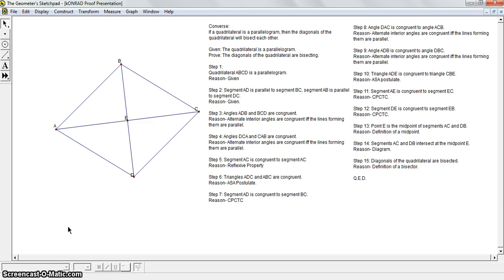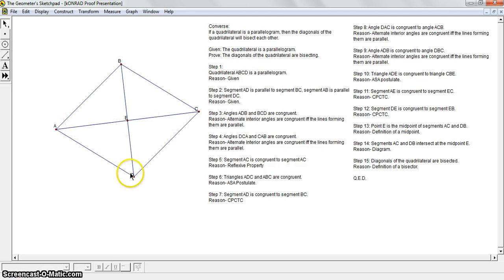My conjecture is if a quadrilateral is a parallelogram, then the diagonals of the quadrilateral will bisect each other. So what we're given is that the quadrilateral is a parallelogram, and we need to prove that the diagonals of the quadrilateral are bisecting. So step one, the quadrilateral ABCD is a parallelogram, and the reason is that it is given already in the conjecture. So then now we move on to step 2.